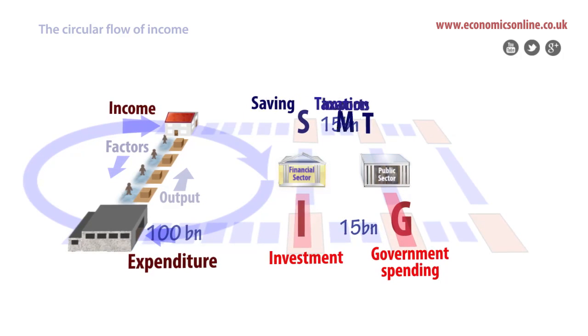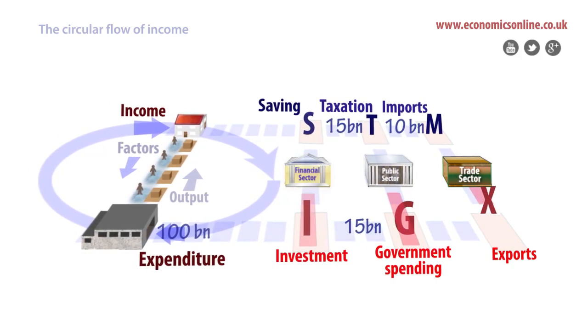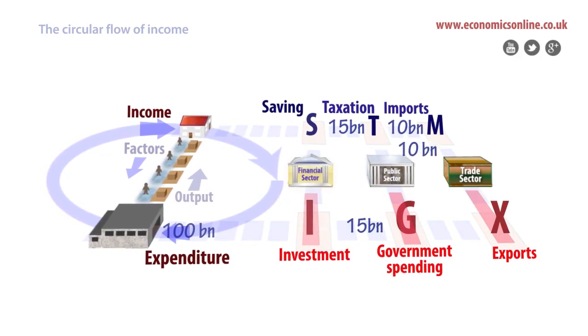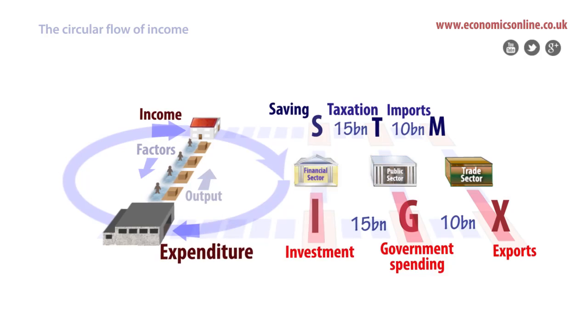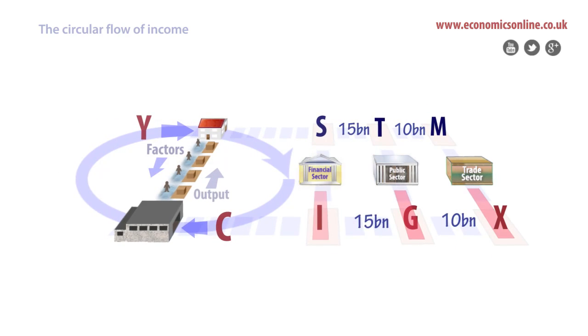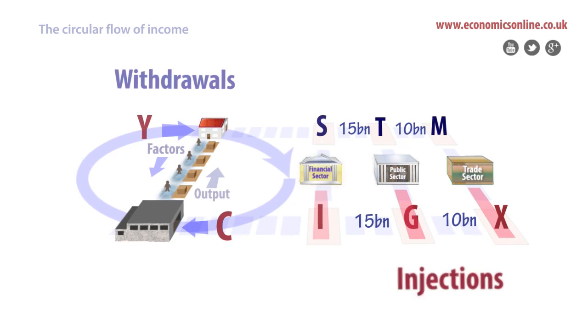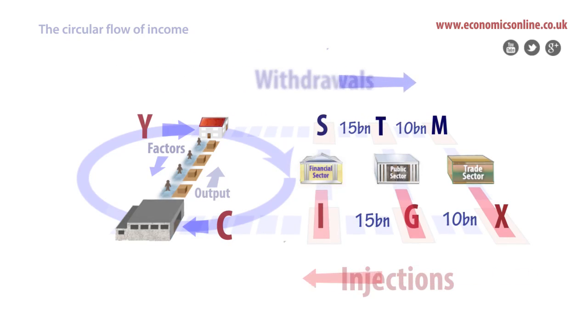Finally, spending on imports reduces the domestic income circulating, while exports is an injection into the domestic circular flow. Payments between countries for goods and services may balance, as in this case, with 10 billion of imports balanced by 10 billion of exports. However, import spending may be greater or less than export revenue, creating a current account deficit or surplus.